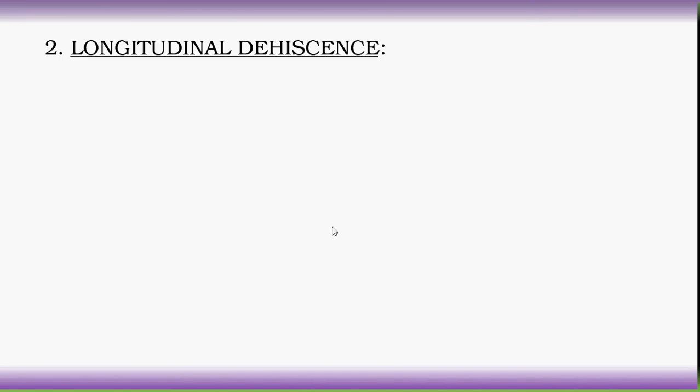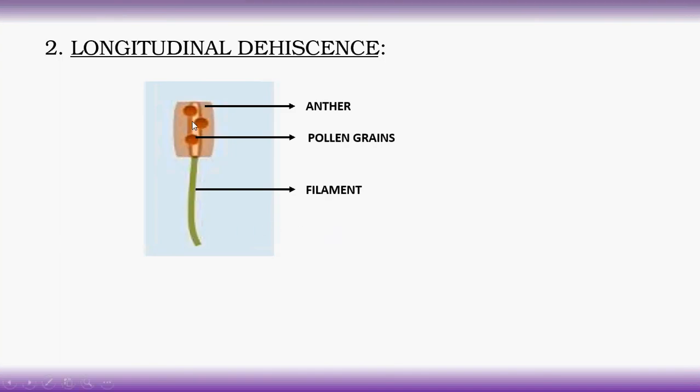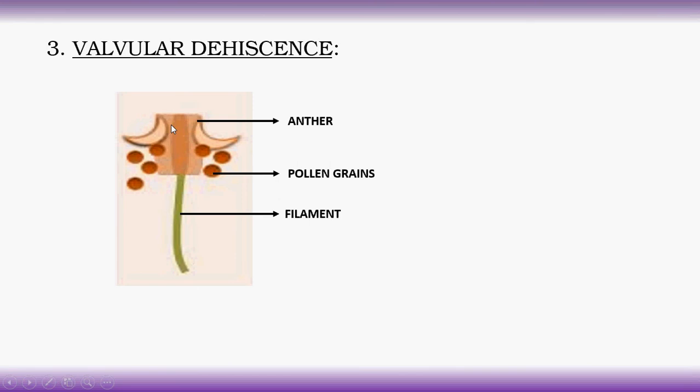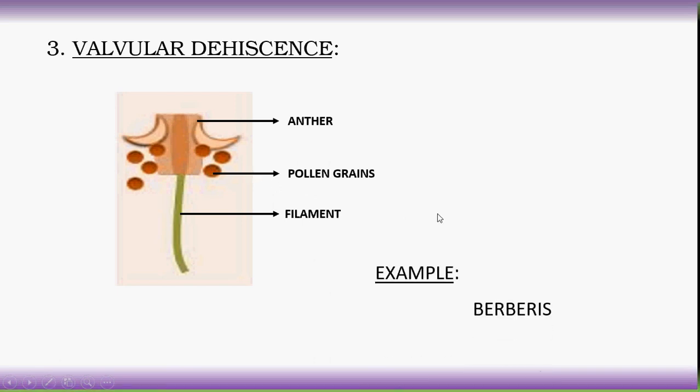Longitudinal dehiscence. In this photograph, the anther splits longitudinally and releases the pollen grains. This we can find in anthers of Datura. Valvular dehiscence. In this photograph, the walls of the anther split and release the pollen grains. This we can find in Berberis.